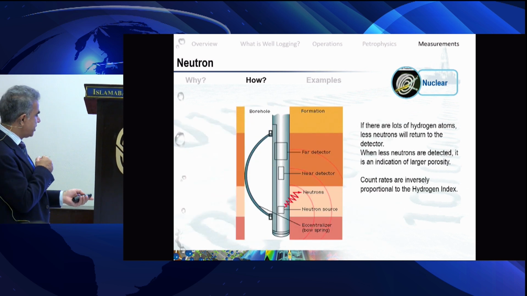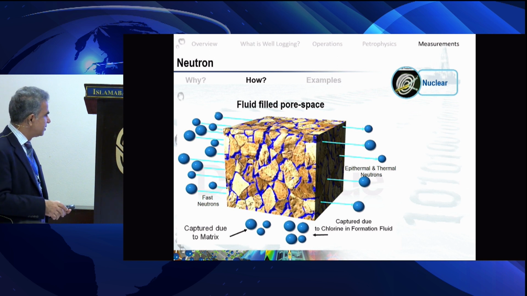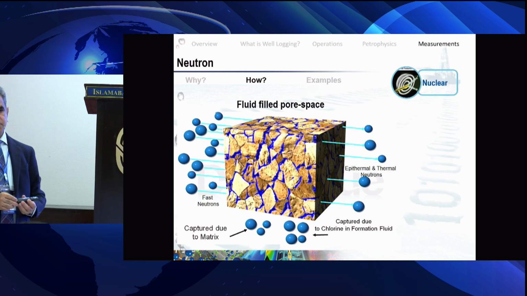And more important in this is chlorine, because water is salty, which is a highly absorbing element for the neutrons.